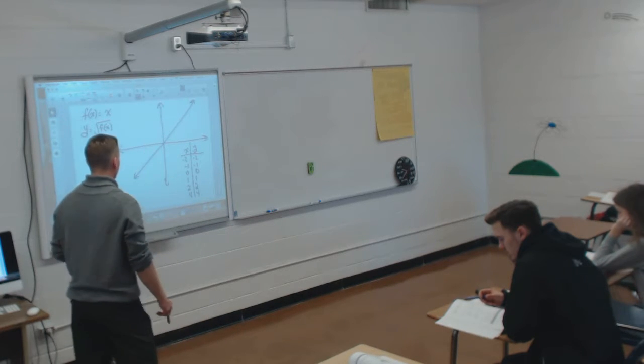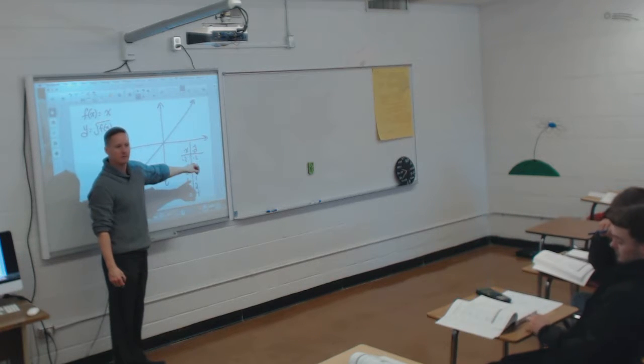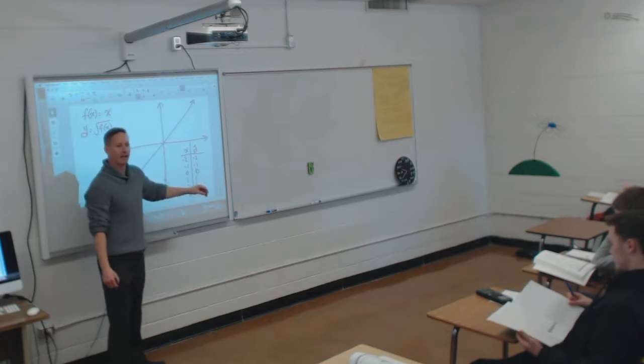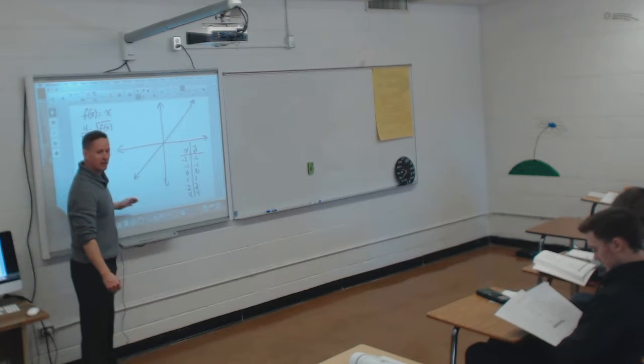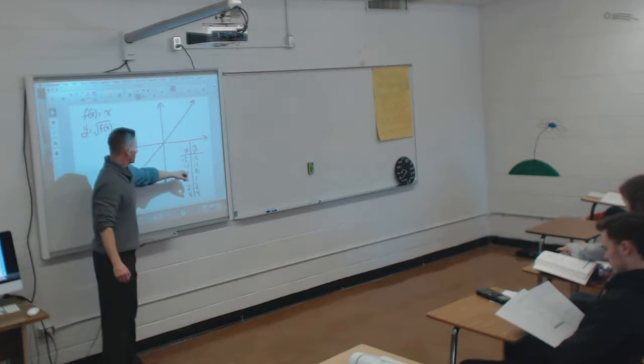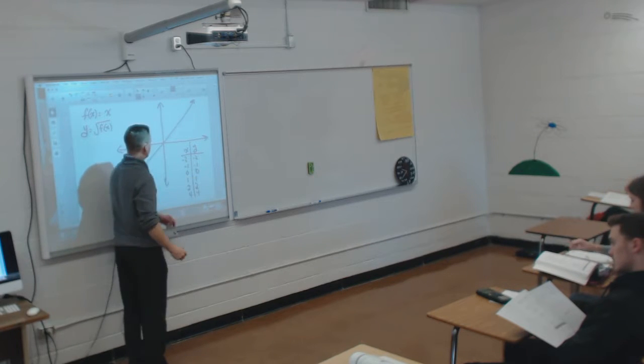Okay. So, what's the square root of negative 2? Not possible. What about the square root of negative 1? So I can't take the square root of any of these values here, can I? No. Now, what's the square root of 0? 0. Square root of 1? 1.